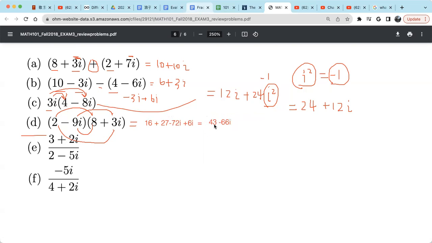So the real part is 43. The imaginary part is -66. That's for D.